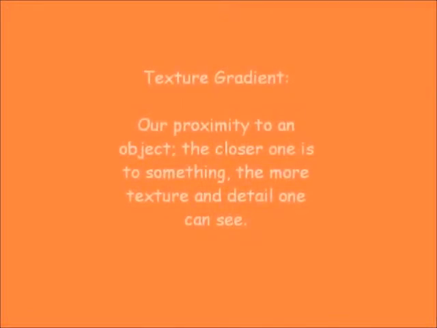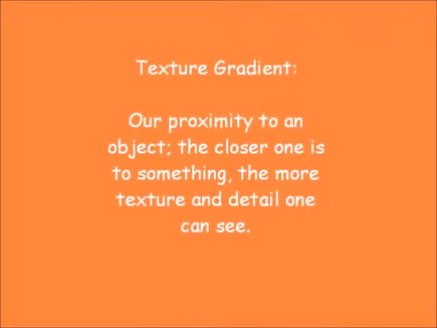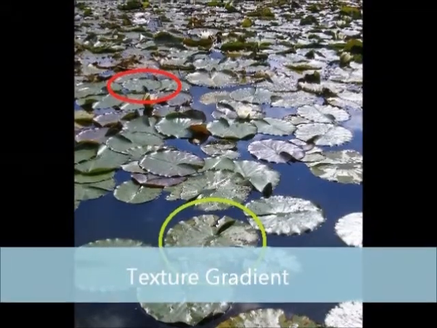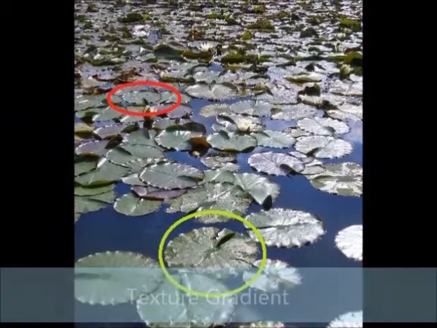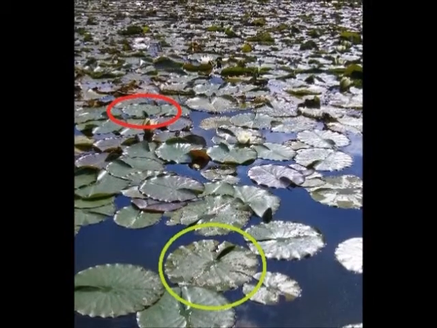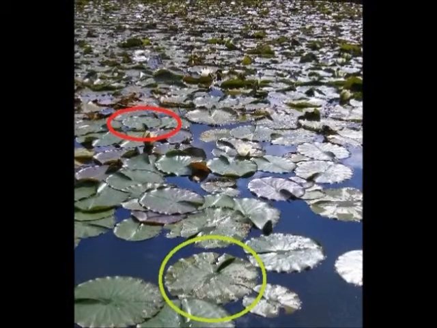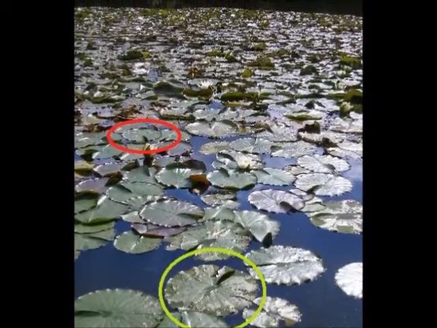Texture gradient. Our proximity to an object. The closer one is to something, the more texture and detail one can see. So with these leaves, the leaf in the green is closer to us, therefore we can see more texture, like the cracks in the leaf, the water on the leaf, and the ridges on the leaf, rather than the one in the red, which is further away, so we can't really see that much detail than we could see on the green one.